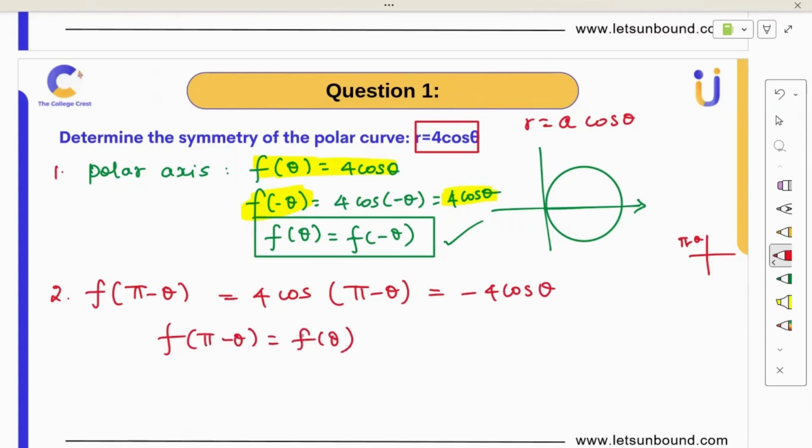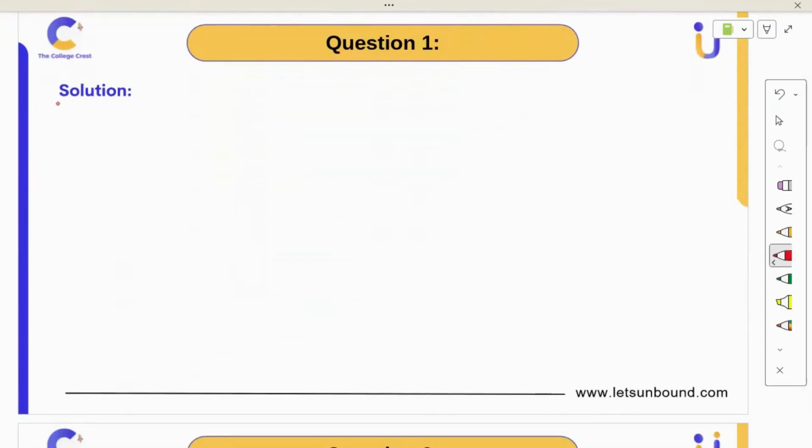Then only I will say so. But I didn't. I got negative f of theta. So it is not symmetric about y. If I get f of theta, it's symmetric. So it's not symmetric about theta equal to pi by 2. Like in the polar coordinate way, I won't say y-axis, but I will say theta equal to pi by 2. Right? Next part.